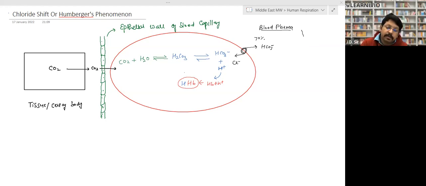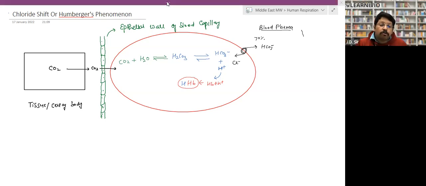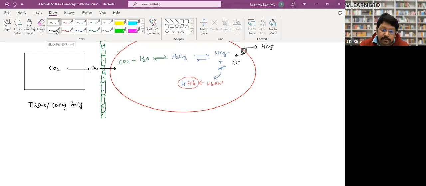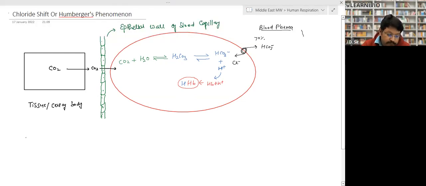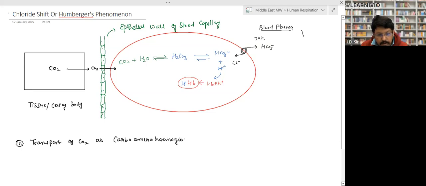Now the third category, the third mode of transportation of carbon dioxide. We have already discussed it in soluble form. Now the third mode is in the form of carbaminohemoglobin, right? Put the third point: transport of carbon dioxide as carbaminohemoglobin.